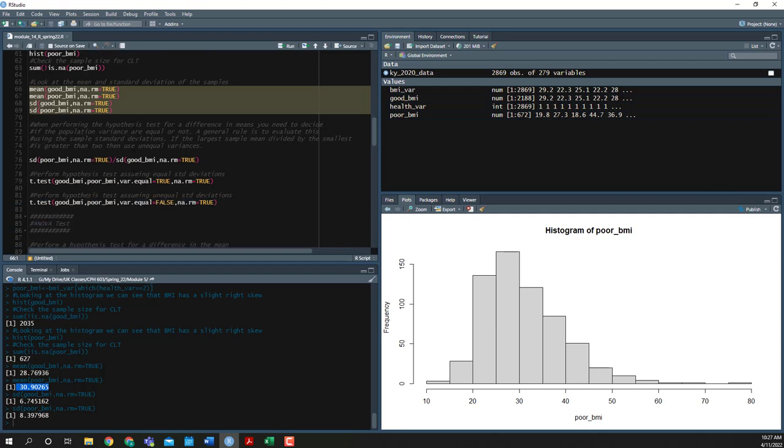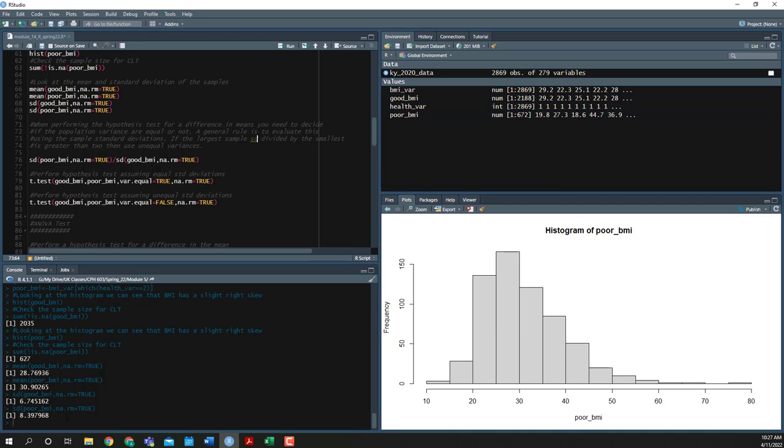Now, when performing a hypothesis test for difference in means, we need to decide if the population variances are equal or not. So a general rule to evaluate this is to use the sample standard deviations, and if the largest sample standard deviation divided by the smallest is greater than 2, then we would use the unequal variance test.